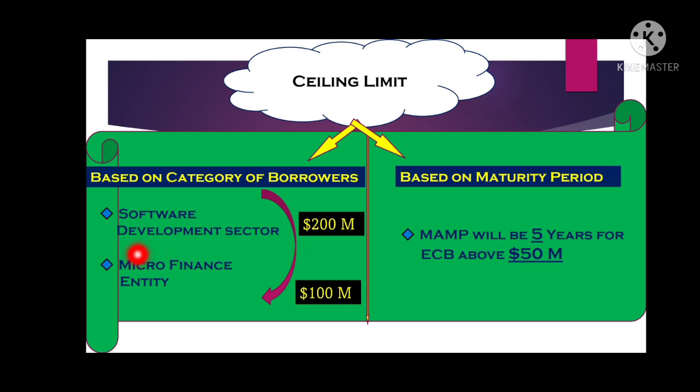Entities which are engaged as microfinance facility providers can avail $100 million. Microfinance entities are basically those companies which provide finance facilities to the low income group, right?